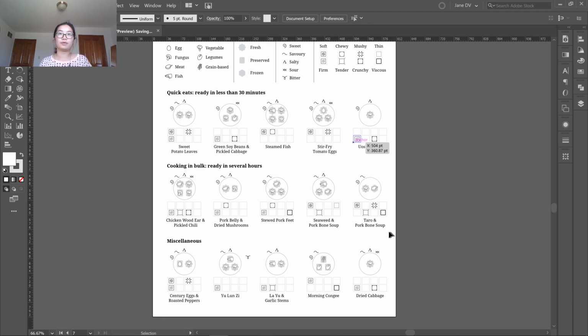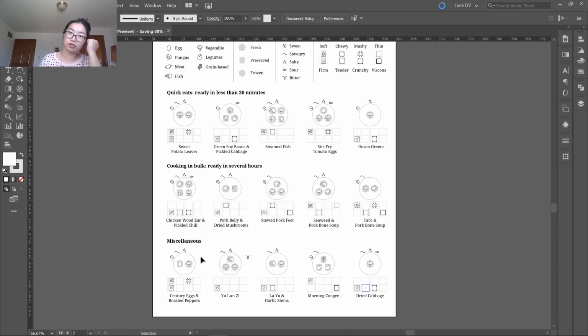If you're cooking in bulk, it takes a couple hours, right? A lot of Chinese food, a lot of soups, take a long time to cook. So you can cook it in big batches and just cook it for several hours, but you have enough for the week. And we have a couple of things I call miscellaneous.